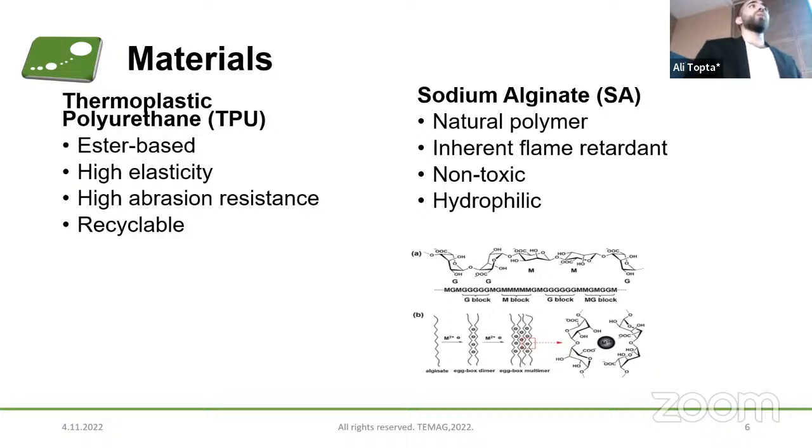And we have used sodium alginate to coat our nanofibers. Firstly, it's a natural polymer. And the main reason that we have used sodium alginate is its inherent flame retardancy whenever it's cross-linked with divalent ions like calcium, magnesium, or barium. And also it's non-toxic. At the same time, because the TPU grade that we have used is hydrophobic, we have used sodium alginate to modify the surface properties of our fibers, making them hydrophilic.